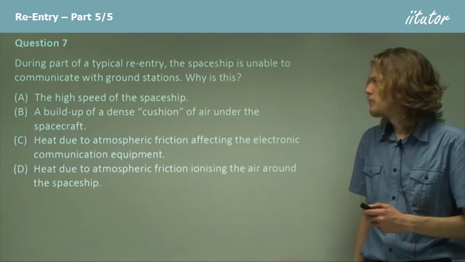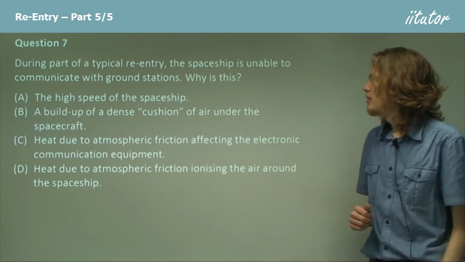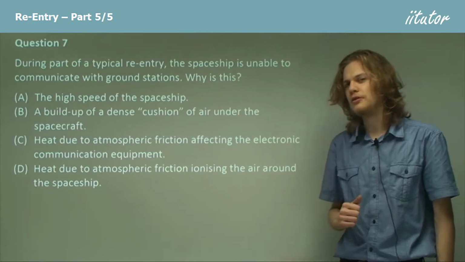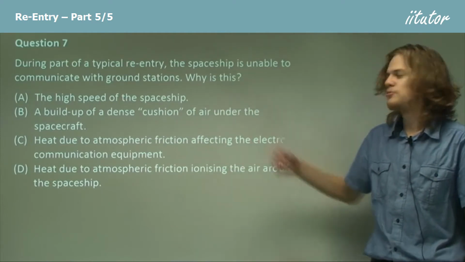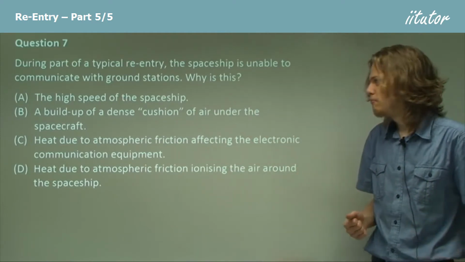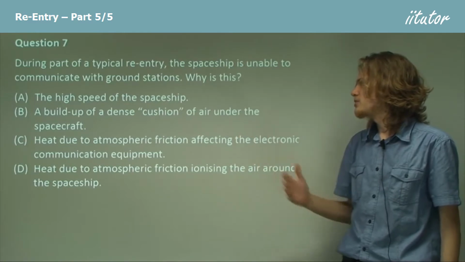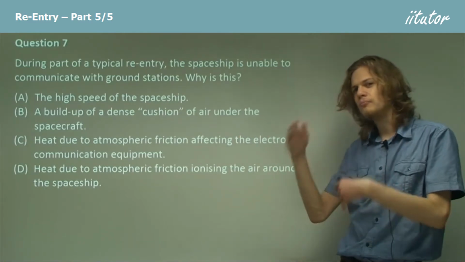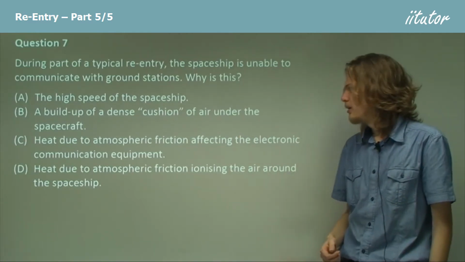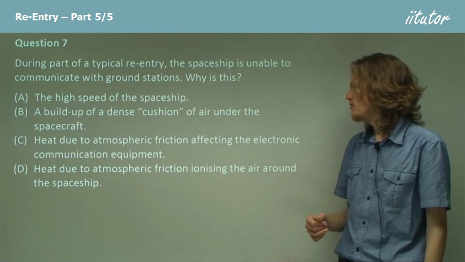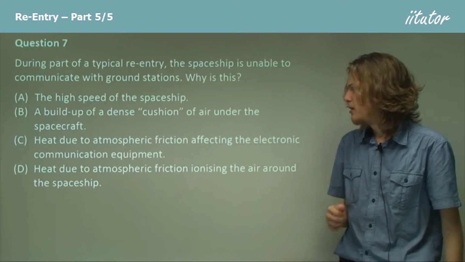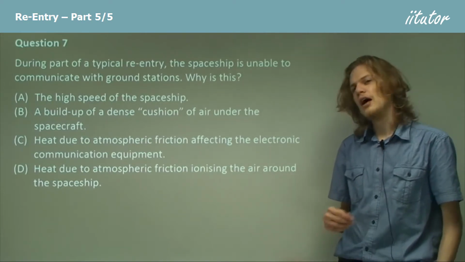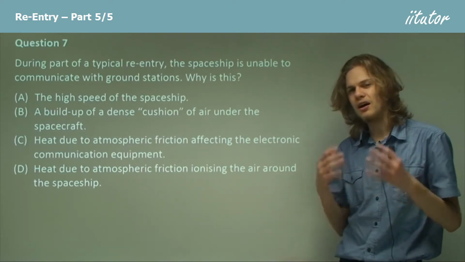Question 7. During part of a typical re-entry, the spaceship is unable to communicate with ground stations. Why is this? Is it because the spaceship is moving too fast to communicate? Is it a buildup of a dense cushion of air under the spacecraft, sort of blocking the signal? Is it heat due to atmospheric friction affecting the electronic communication equipment on the outside of the spaceship? Or is it atmospheric friction ionizing the air underneath the spacecraft?